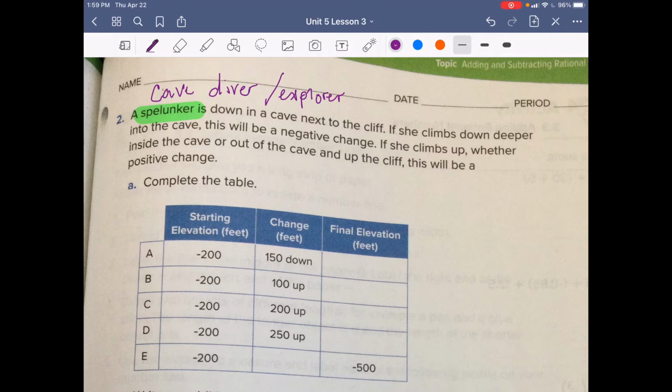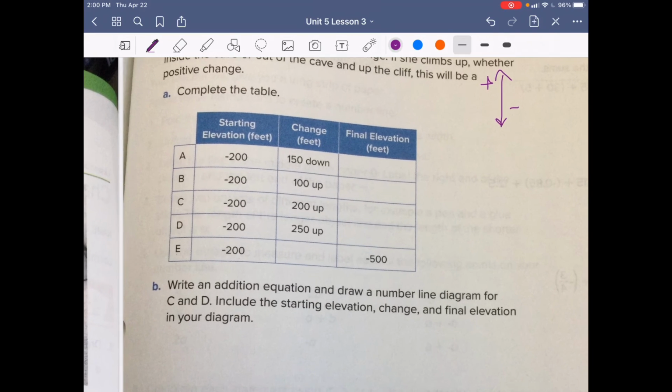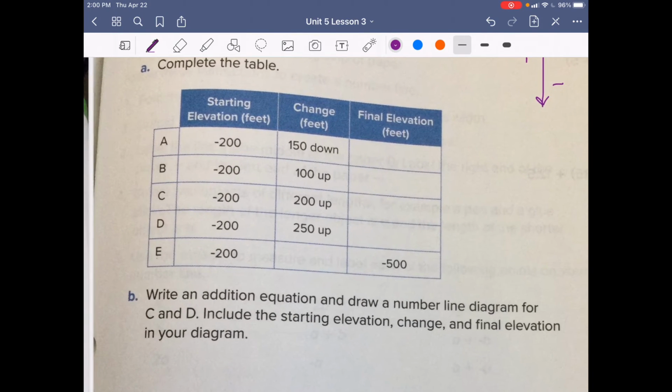So she is down in the cave next to the cliff. If she climbs down deeper into the cave, so she's going deeper, going down is a negative. But if she climbs up, whether inside the cave or out of the cave and up the cliff, this will be a positive change. So if we're going up, it's positive. If we're going down, it's negative. It wants us to complete the table.